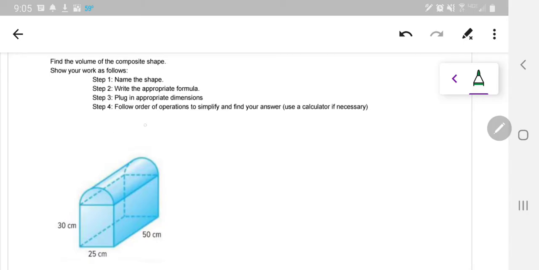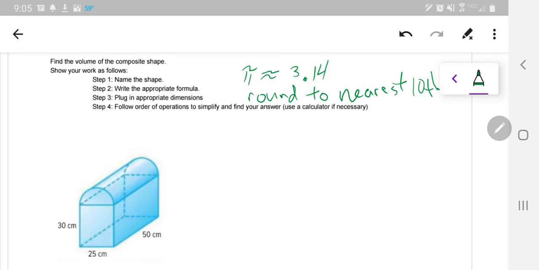Problem number one, we're going to start here. First, I just want to let you know that for pi, we're going to use the approximation 3.14. Please use that. Don't press the pi button, because then you'll get a slightly different answer than I did in these problems, okay? And we're going to always round to the nearest tenth.